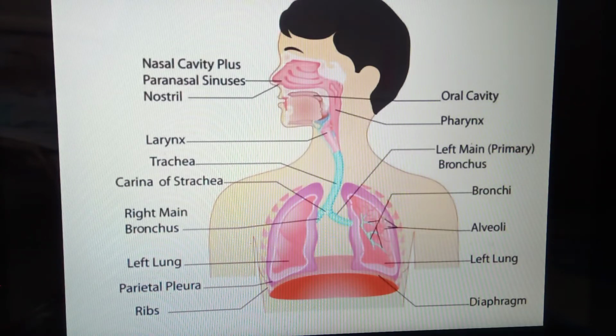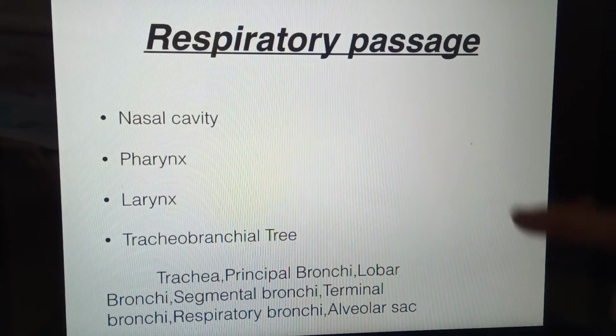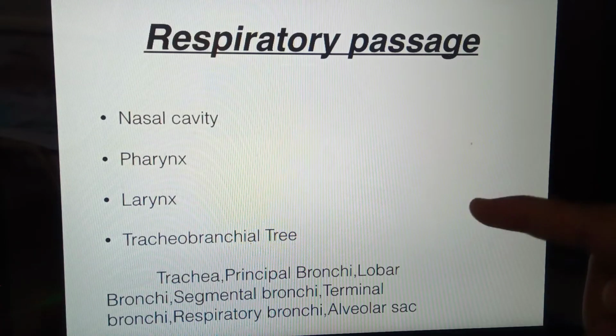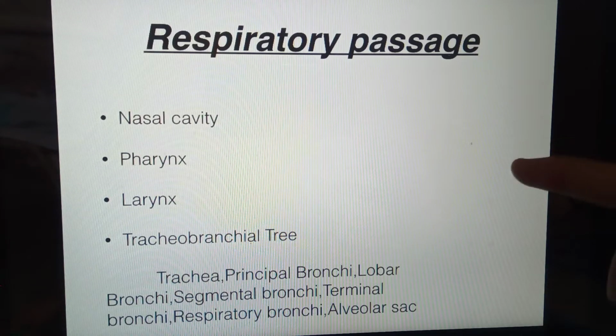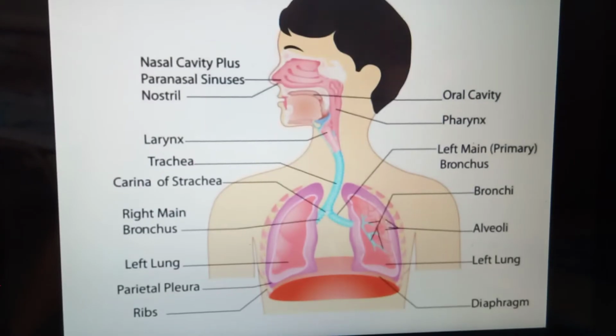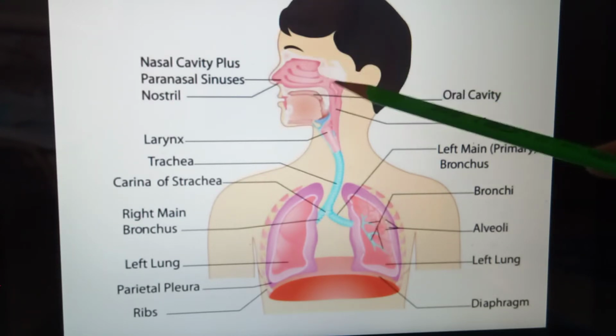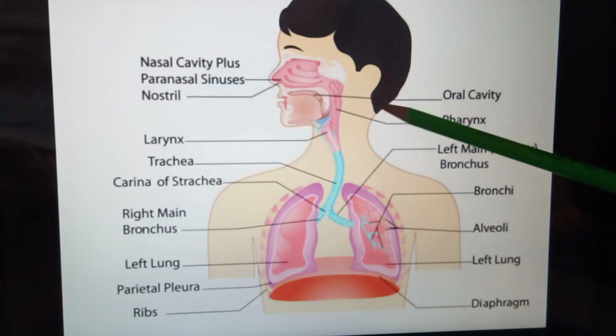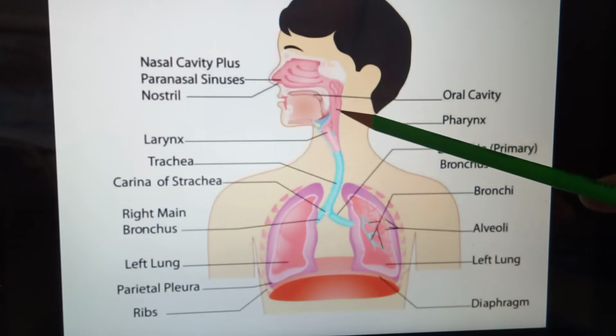Okay, this is the respiratory passage: nasal cavity, then pharynx, larynx, tracheobronchial tree. So first I will tell about the nasal cavity. Air passes through the nostrils, which enter the right and left nasal cavity. We have two nostrils, so there are two nasal cavities. Okay, it enters the nasal cavity, and then it circulates to the pharynx.